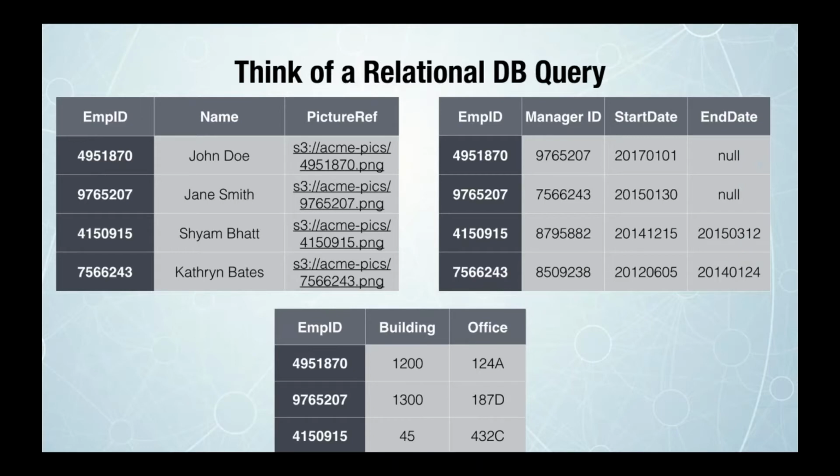And if you think of a traditional relational database query, you might have 3 separate tables, like something like this: the employees at the top left, their managers, so basically what their reporting relationship was, which they can have multiple different reporting relationships during their tenure at an organization, and that's in the top right here. And then the bottom, where their office was located.